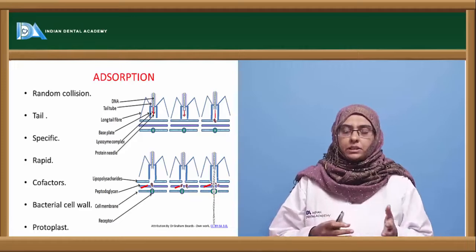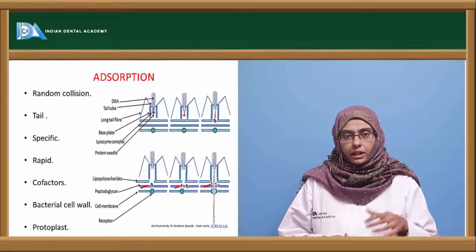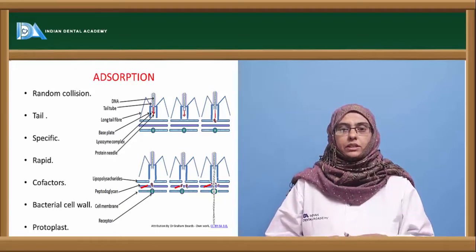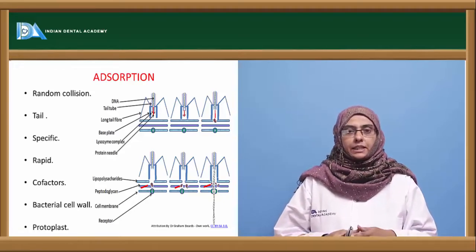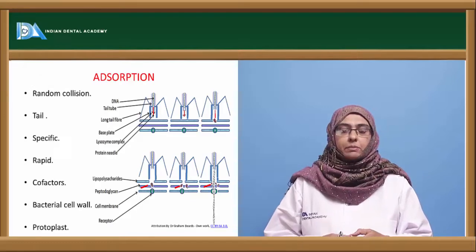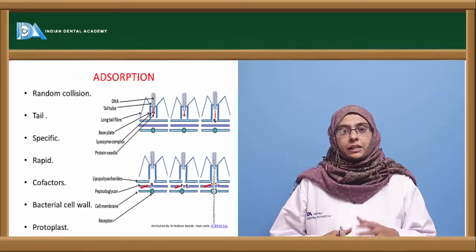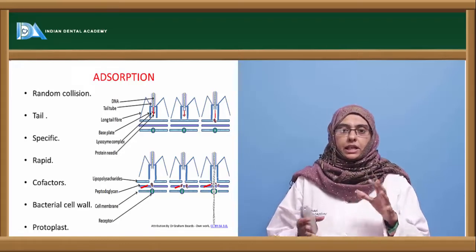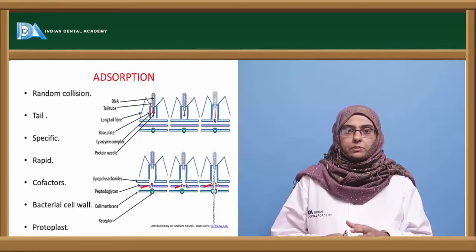And apart from this, the cofactors are also required to carry on the adsorption process. The cofactors are usually in the form of cations, and the bacterial cell wall expresses chemical receptors that help in identifying the viral surface receptors, and attachment takes place between these two receptors.